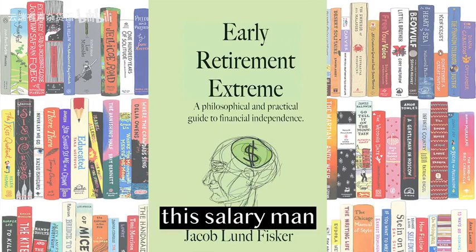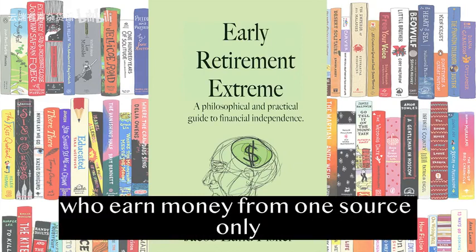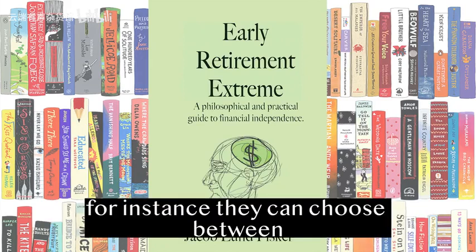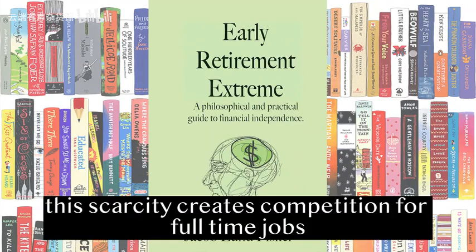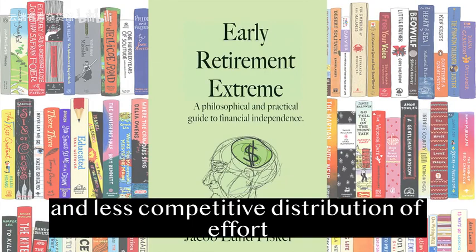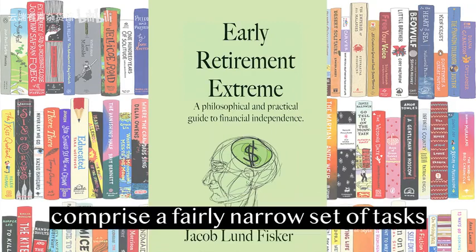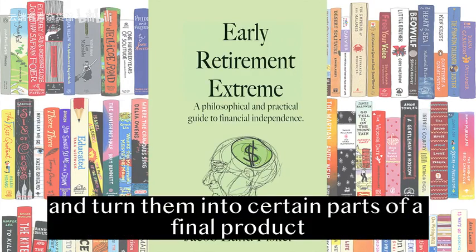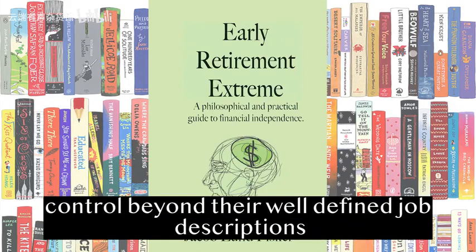3.1.1. The Salaryman. Most salarymen are specialized wage earners who earn money from one source only. Often they have no control over the source of the money. For instance, they can choose between having a full-time job or having no job at all. This scarcity creates competition for full-time jobs, rather than a continuous and less competitive distribution of effort between all wage earners. The jobs which specialists are typically hired for comprise a fairly narrow set of tasks. Their job is to use certain resources and turn them into certain parts of a final product. Thus, salarymen have little control beyond their well-defined job descriptions.